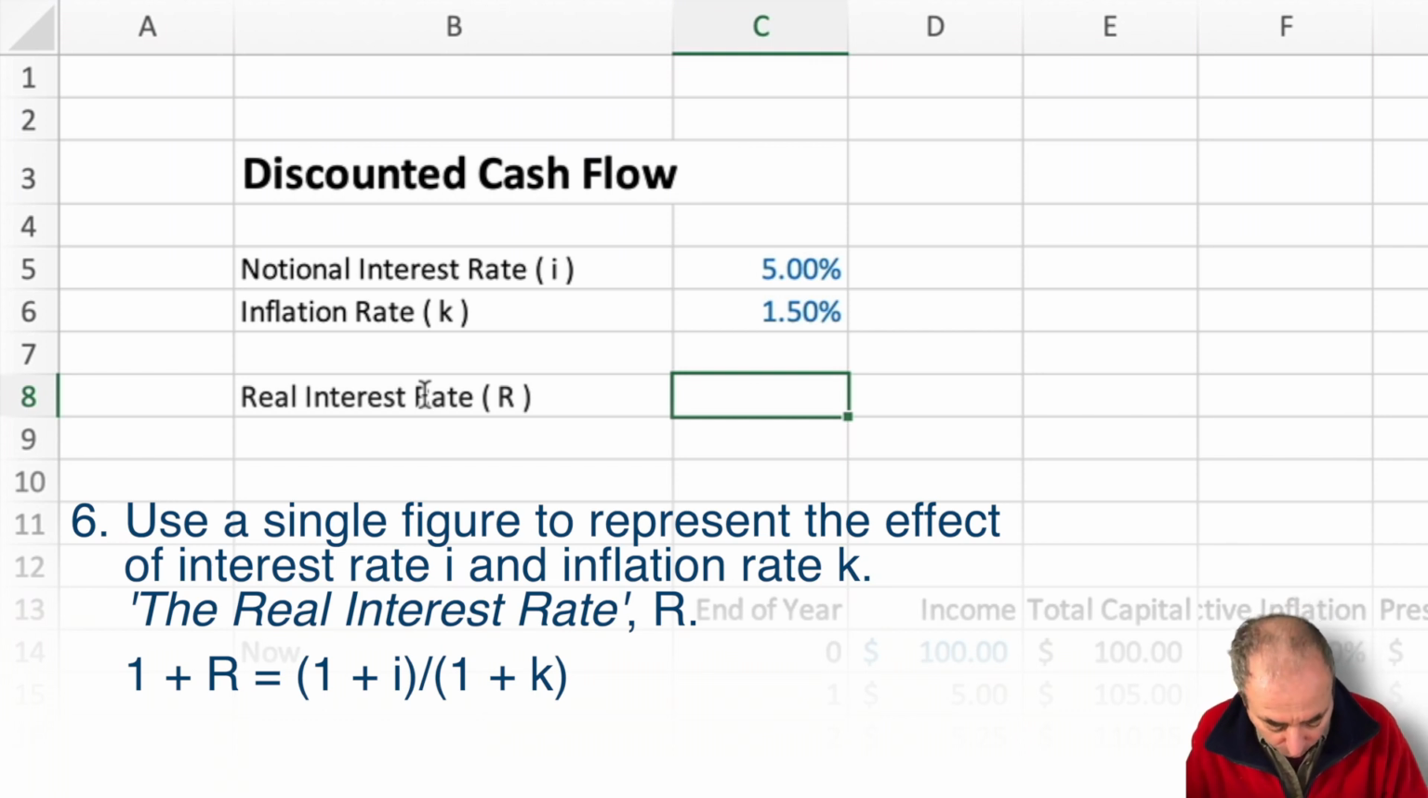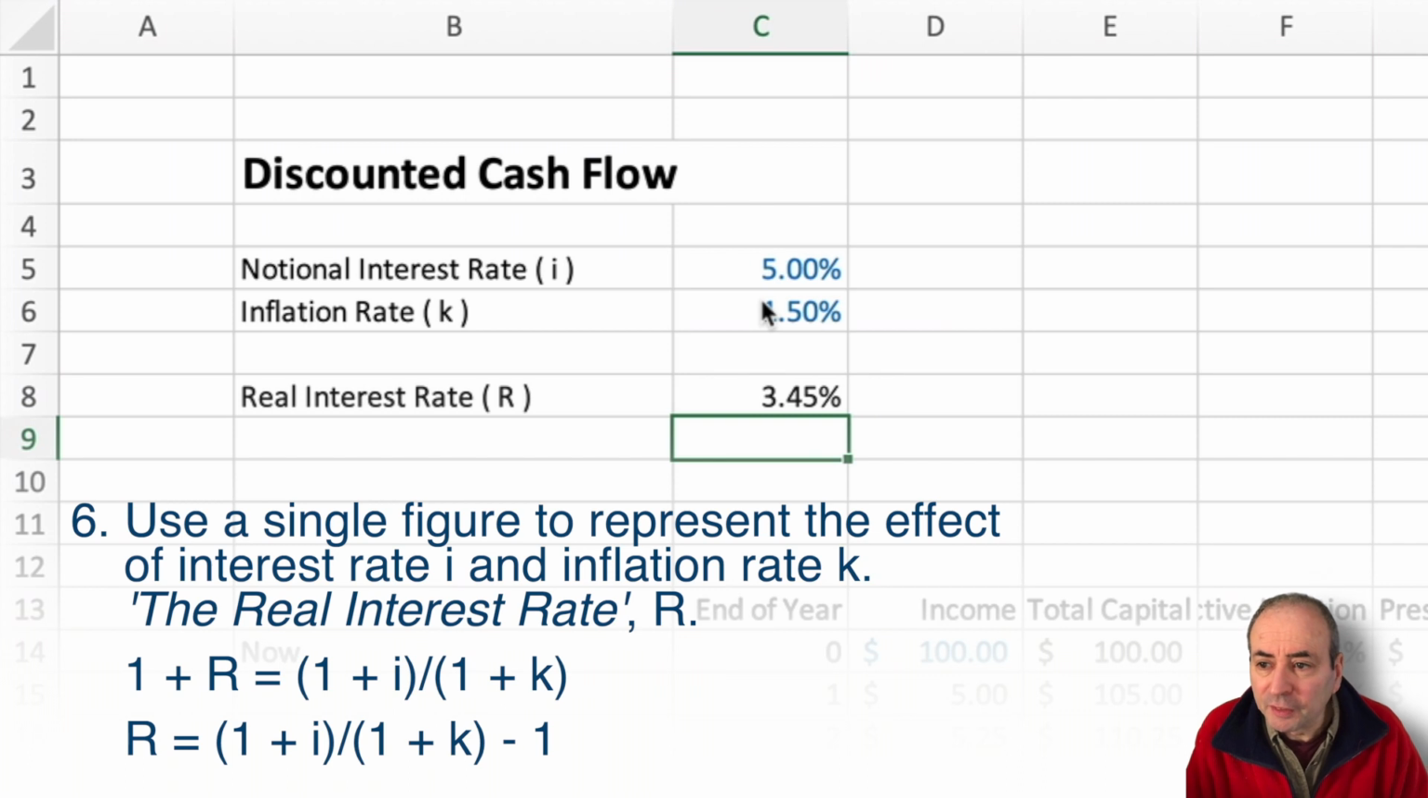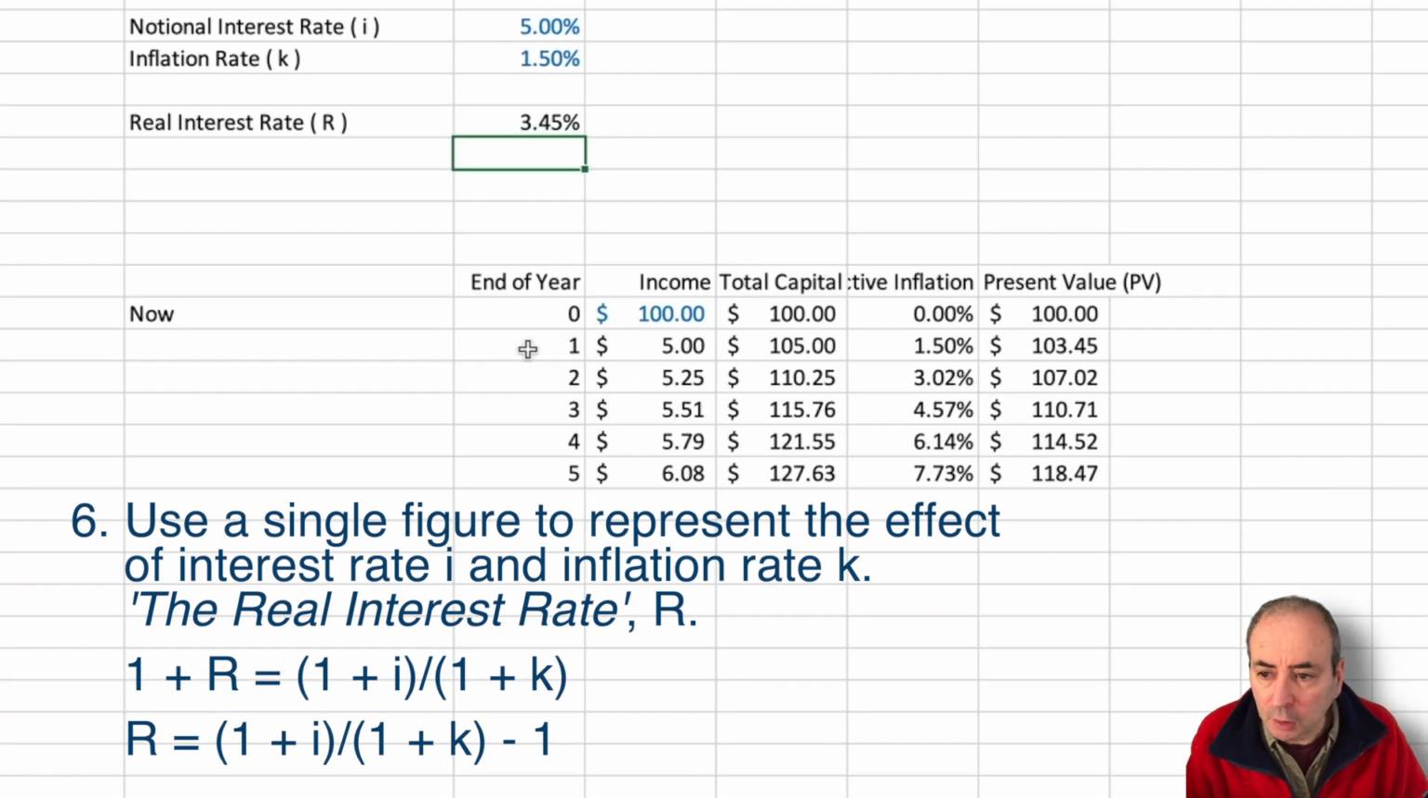Obviously, we want to subtract the 1 off, so we can calculate that by saying that is equal to 1 plus notional interest rate divided by 1 plus the inflation rate, and then we need to subtract off our 1. So the effect of an interest rate of 5% and an inflation rate of 1.5% can be accumulated into a real interest rate of 3.45%. And that's exactly what we see in row 1. At the end of year 1, we've actually got a present value of $103.45. So it's as if we've kind of multiplied that $100 by 1.0345.